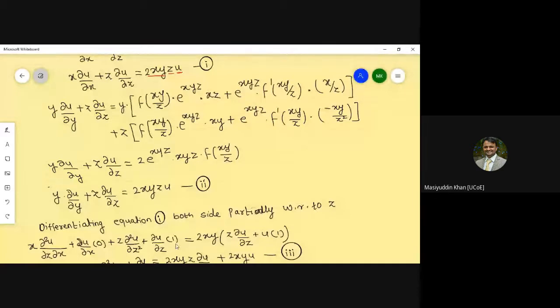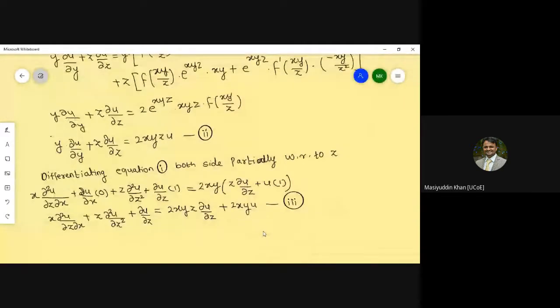is equal to, now 2xy is treated as a constant here, we have to differentiate with these two terms z and u. So in the first part, z as it is, and derivative of u with respect to z, so z into ∂u/∂z plus u as it is, and derivative of z with respect to z, you will get 1. And after simplification, we got this equation number 3.